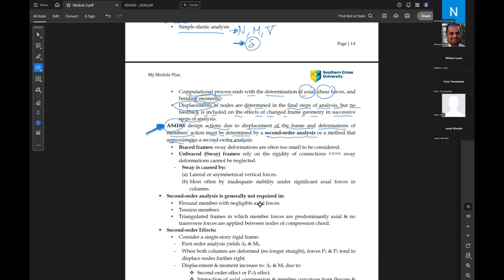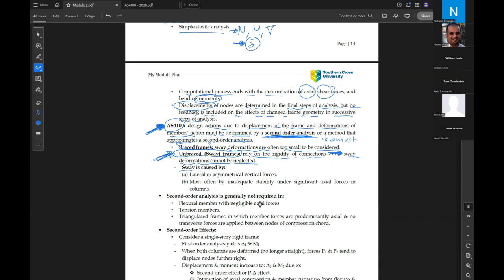in some cases, such as braced frames, where sway deformations are often too small to be considered, and also for unbraced sway frames that rely on the rigidity of the connections. So in this case, sway deformation cannot be neglected. So when the sway cannot be neglected, the second order analysis is a must.